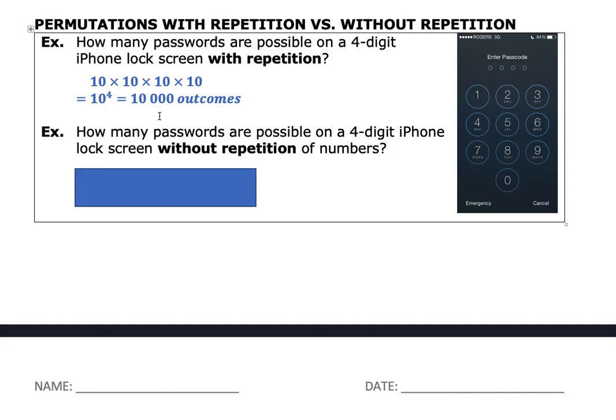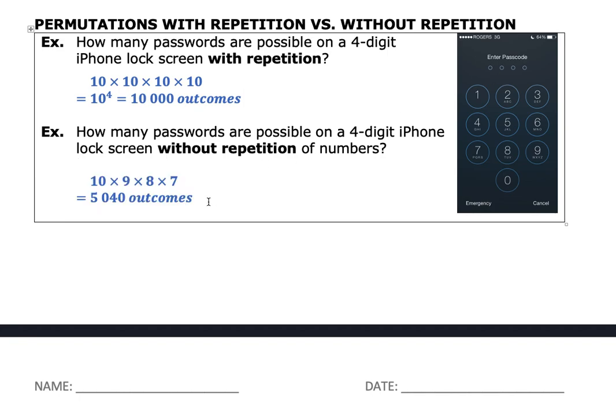To change this question, how many passwords are possible on a 4-digit iPhone lock screen without repetition of numbers? So if we can't select that same number again, in our first position, we could have 10 of the numbers, any of the 10. But in our next position, there would be one less choice. So we see the following product: 10 choices, then 9 choices, 8 choices, because there's previous 2 options we selected, we can't use them again in this stage, and so on. This ends up being 5,040 outcomes.